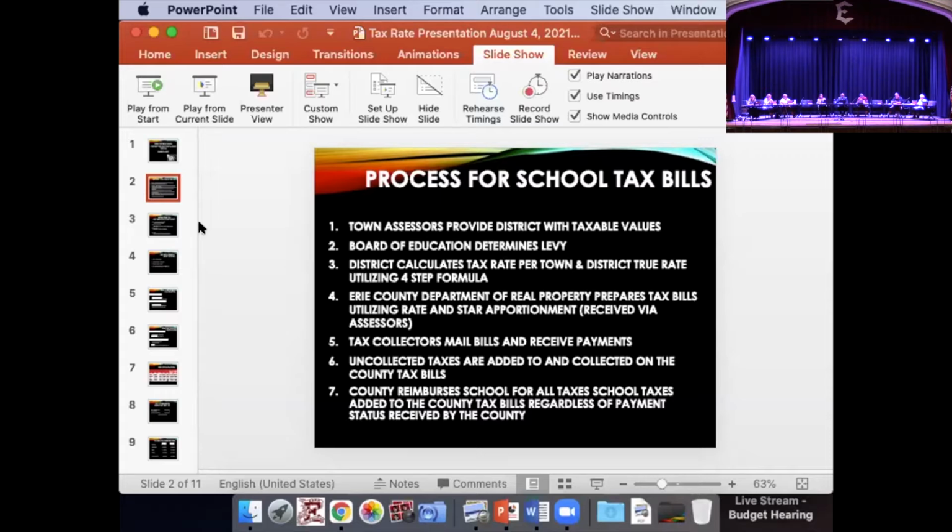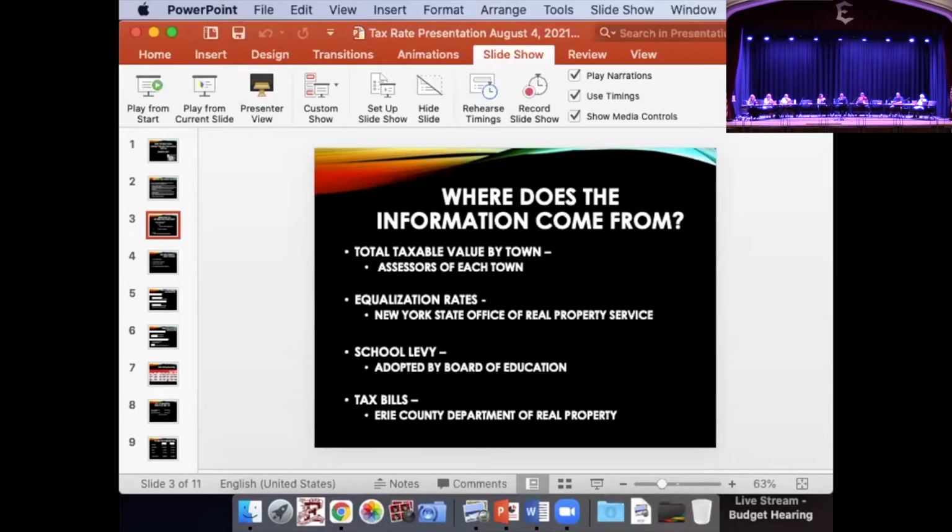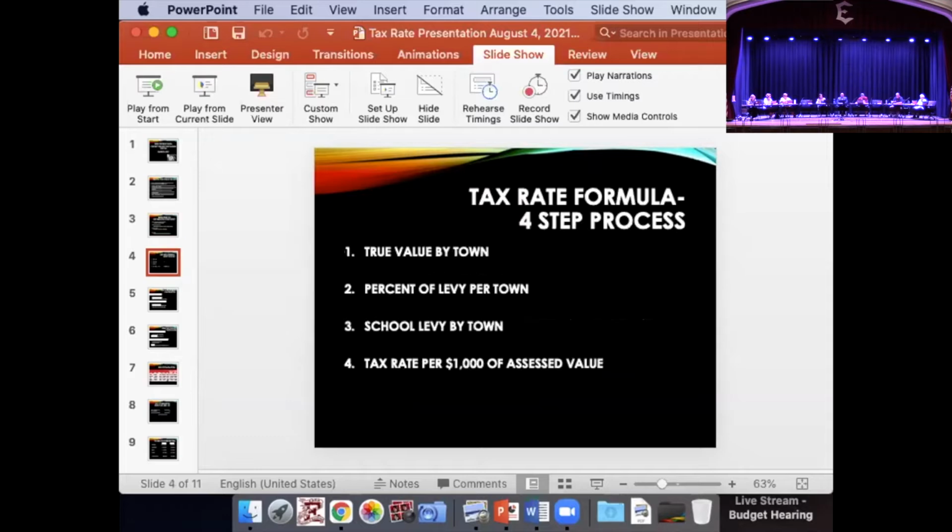So where does the information come from for this process? Total taxable values by town come from the assessors in each town. Equalization rates come from the New York State Office of Real Property Tax Service, and the school levy is adopted by the Board of Education. The tax bills are prepared by the Erie County Department of Real Property. So all of this comes together in the next few weeks to create your tax bills.